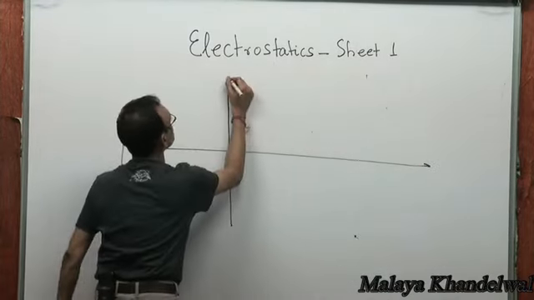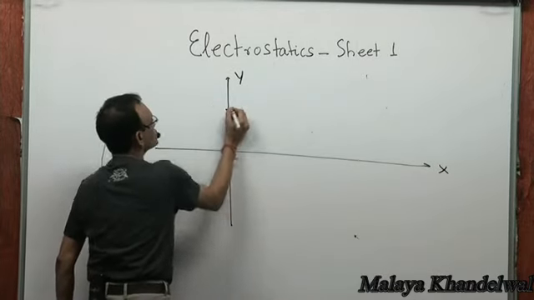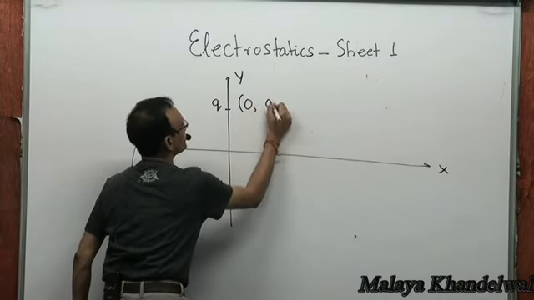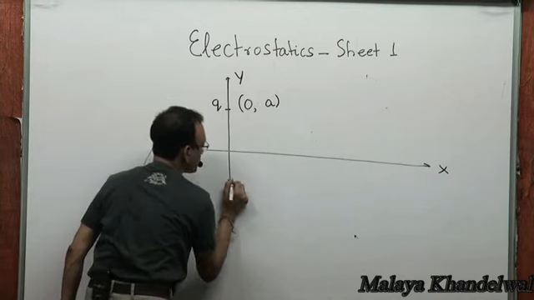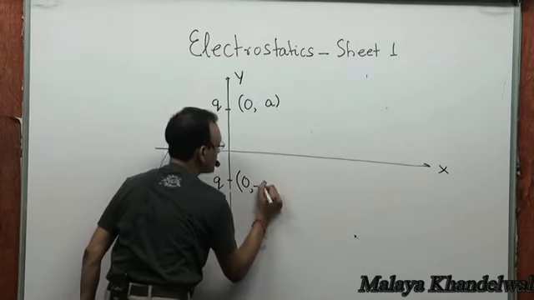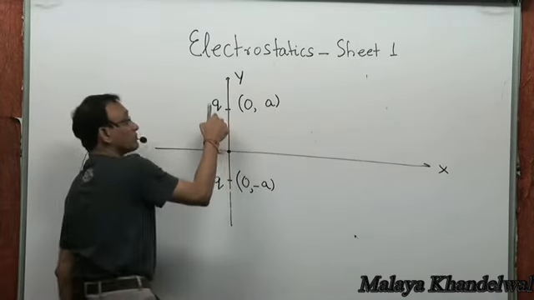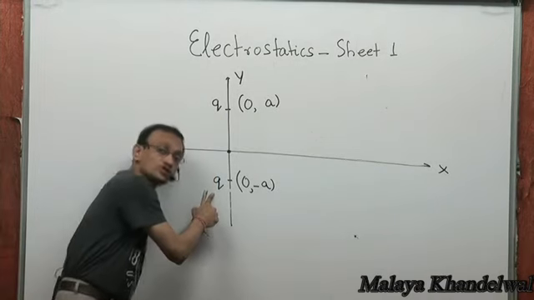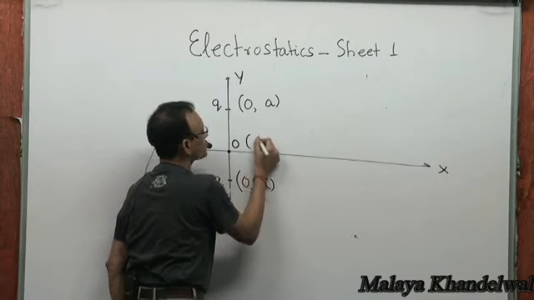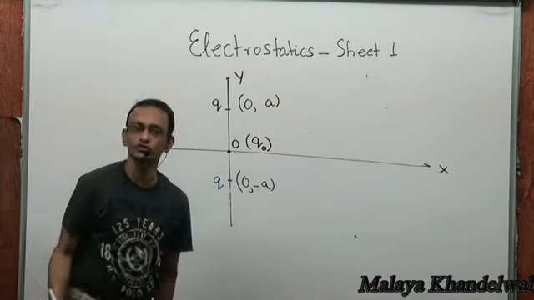Now, the first problem of the sheet is about two fixed charges placed on the y-axis: a charge q placed at (0, a), another identical positive charge q placed at (0, -a), and a third positive charge which is moving. This is a fixed positive charge, this is a fixed positive charge. But at the origin, we have a charge q naught which could move.